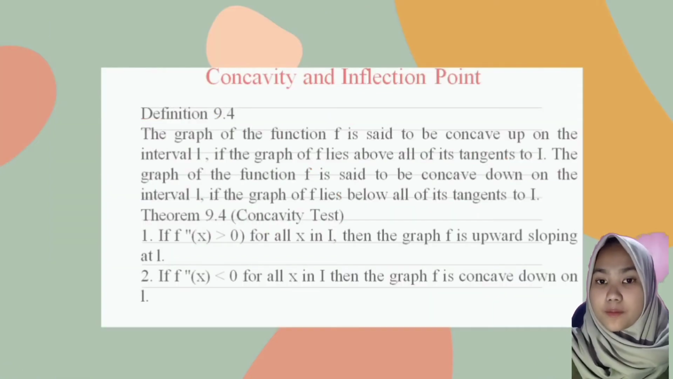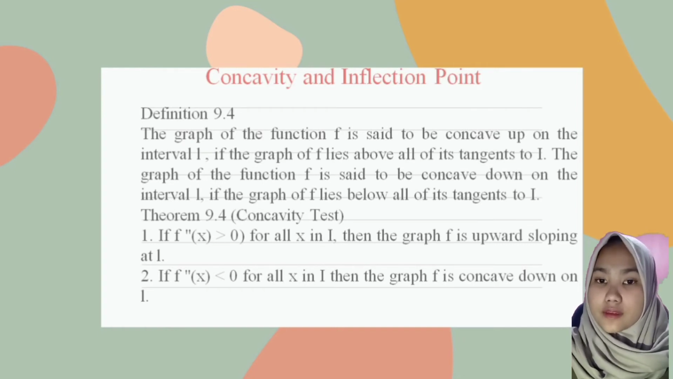Concavity and inflection point. Definition 9.4. The graph of the function f is said to be concave up on the interval I if the graph of f lies above all of its tangents on I. The graph of the function f is said to be concave down on the interval I if the graph of f lies below all of its tangents on I.